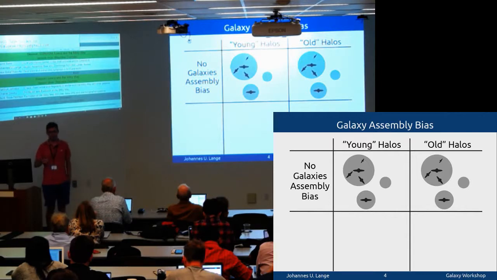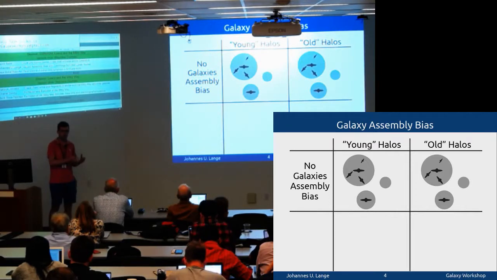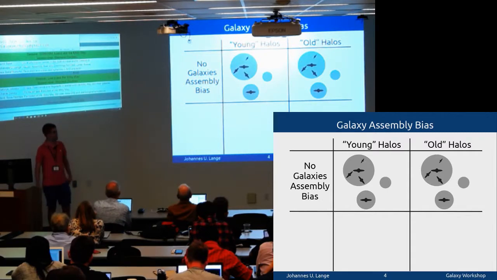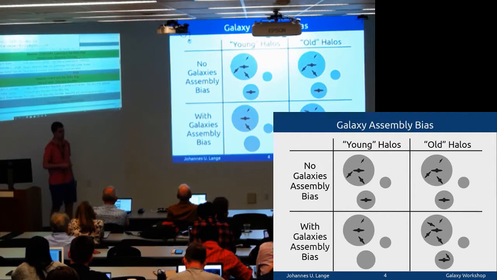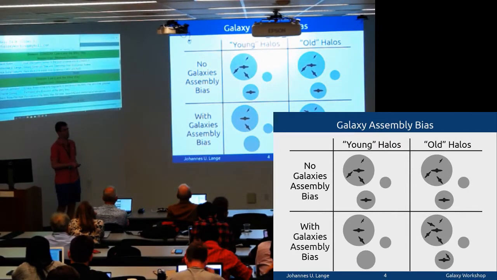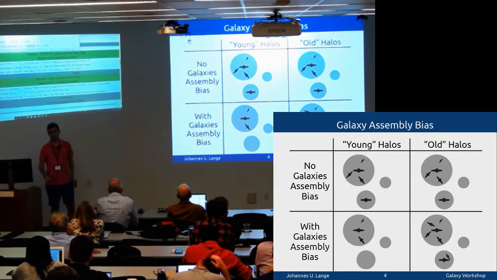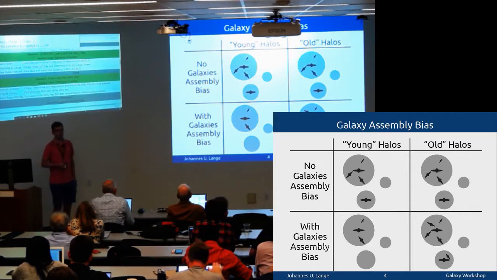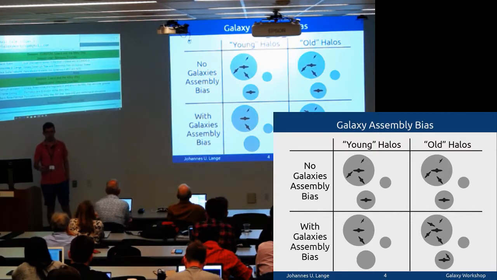In fact, any kind of realistic model of galaxy formation will tell you there's a correlation between halo formation history and how many galaxies live inside a dark matter halo. And so generally, if there's any kind of correlation between the galaxy number and any halo property besides halo mass, that's what we call galaxy assembly bias. And taking this into account is very important because it affects all observables that we look at, like, for example, galaxy clustering or gravitational lensing.